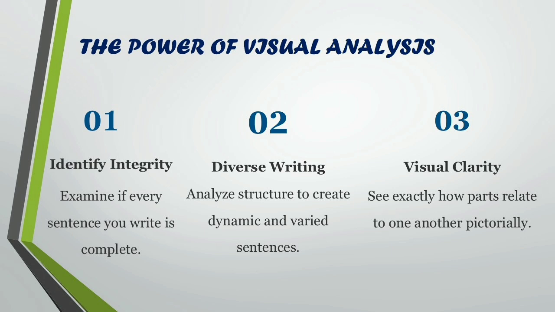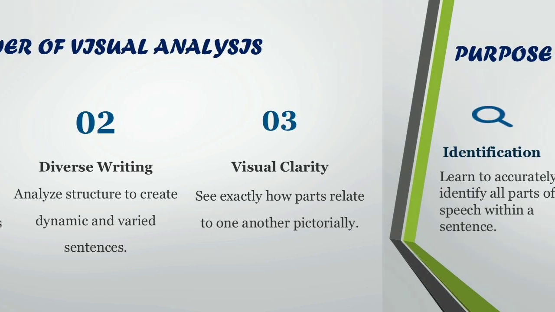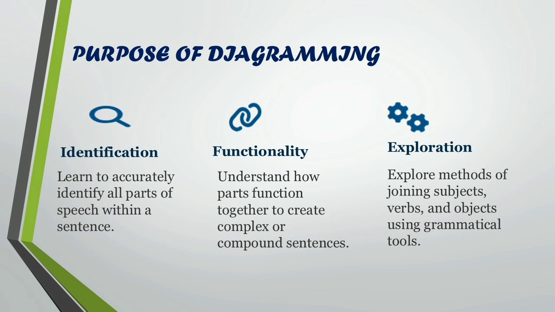Why invest our energy into drawing lines and mapping text? There are three crucial benefits to visual analysis. First, it allows us to immediately identify structural integrity, checking whether a sentence contains a true independent clause or falls apart as a fragment. Second, it unlocks diverse writing. Looking at structural skeletons helps you intentionally create varied, dynamic sentence forms. And lastly, it provides absolute visual clarity rather than arguing over an abstract grammar handbook rule. You see precisely how words interact with one another on a physical map.